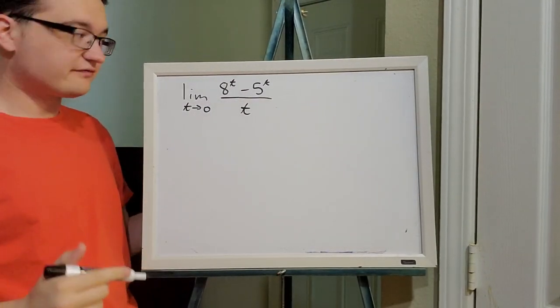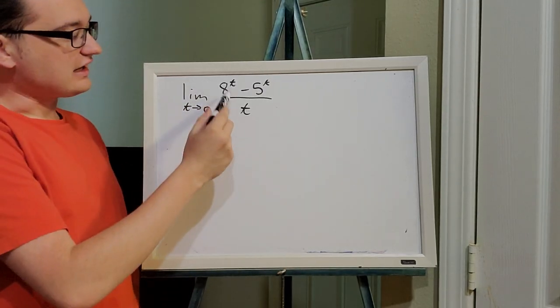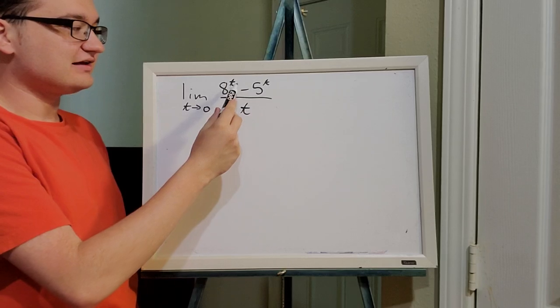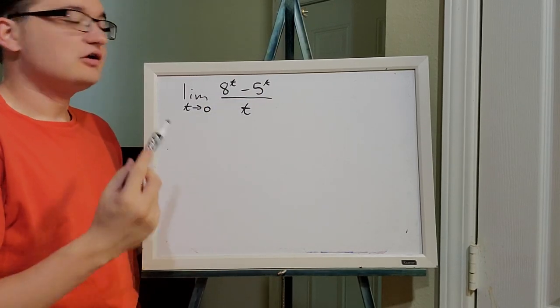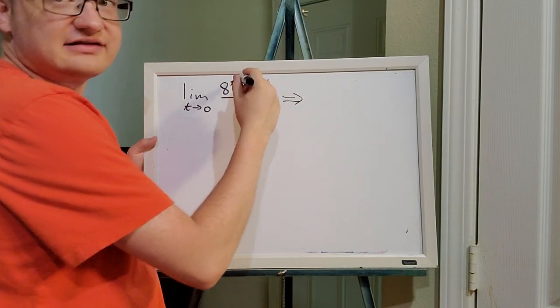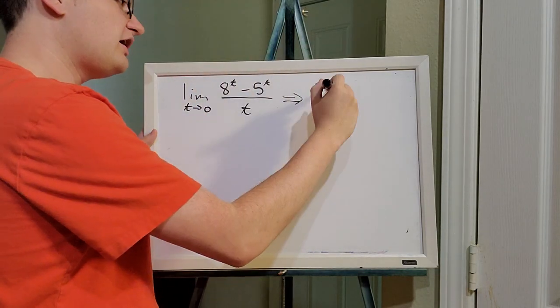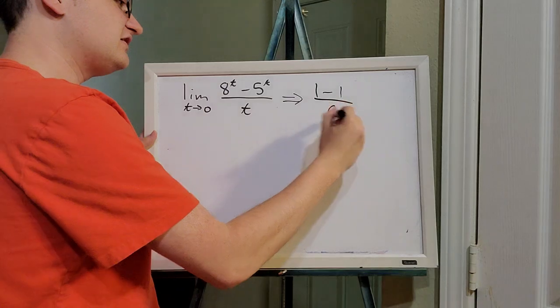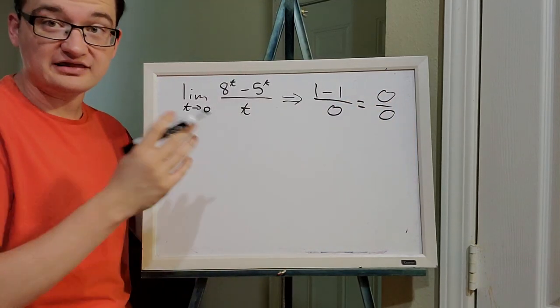Problem 3, same as the first two. We're taking the limit as t approaches 0 of (8 to the t minus 5 to the t) divided by t. Well, if we plug in 0, what do we end up getting? We get 8 to the 0, which is 1, minus 5 to the 0, which is 1, all divided by 0. Zeros across the board, indeterminate form.